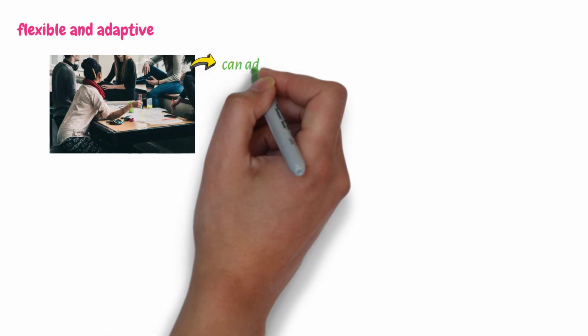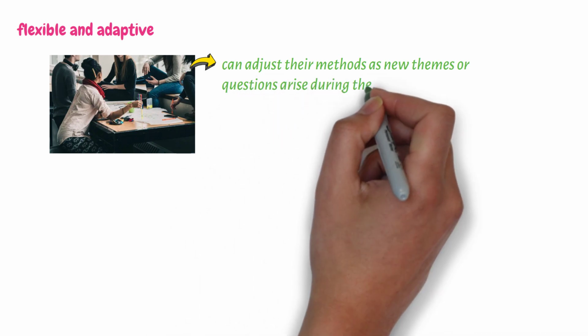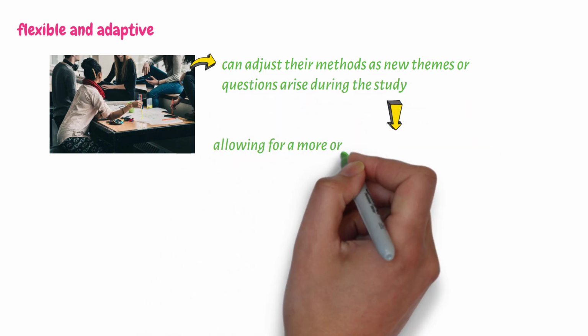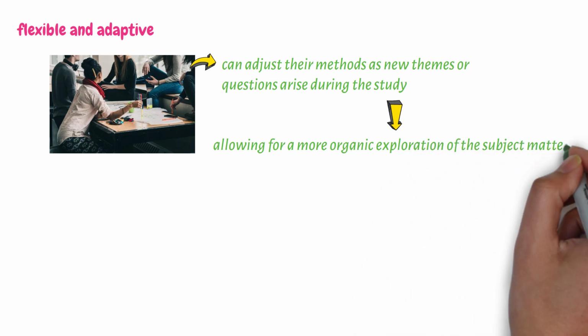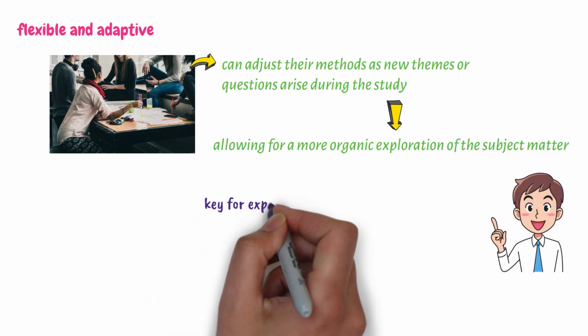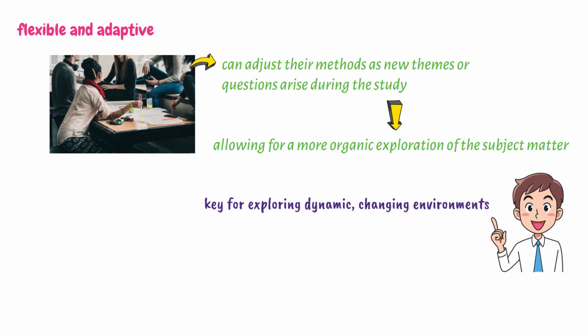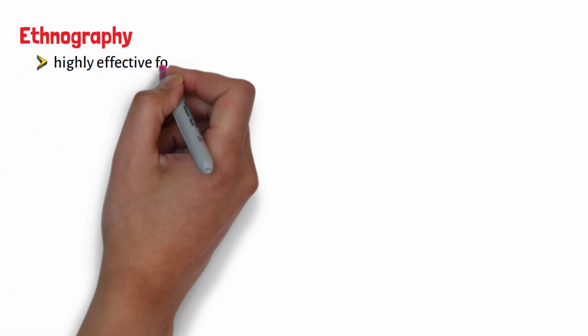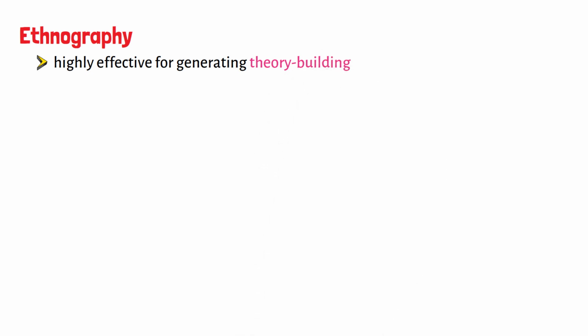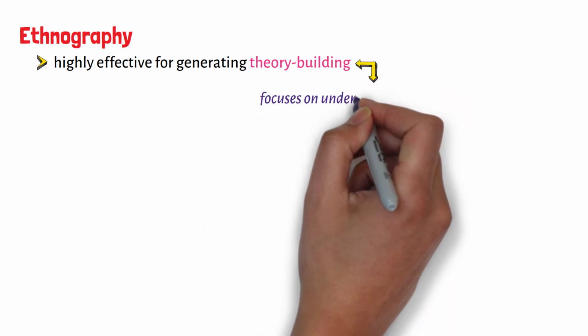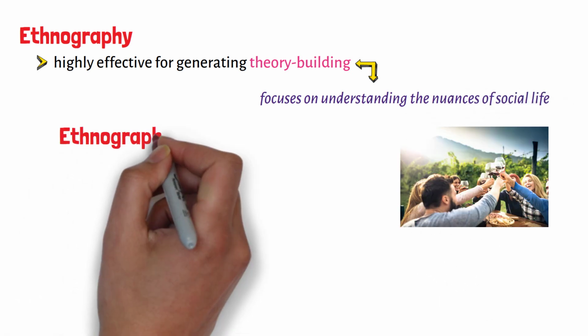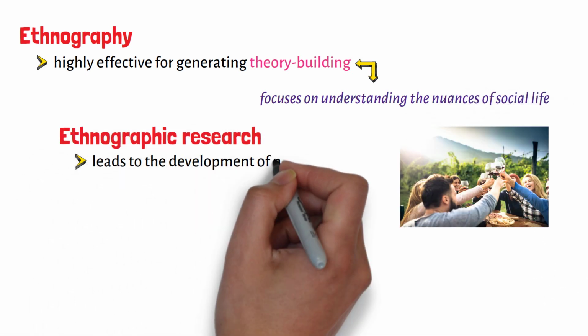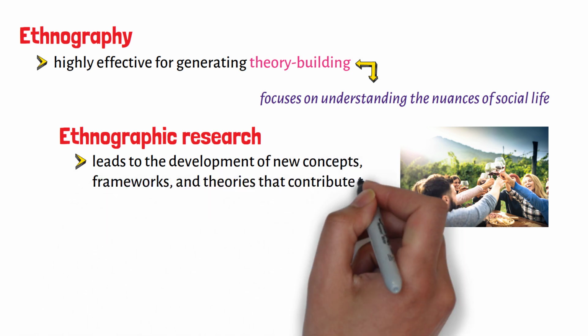Additionally, ethnographic research is flexible and adaptive. Ethnographers can adjust their methods as new themes or questions arise during the study, allowing for a more organic exploration of the subject matter. This adaptability is key for exploring dynamic, changing environments. Lastly, ethnography is highly effective for generating theory building. Since it focuses on understanding the nuances of social life, ethnographic research often leads to the development of new concepts, frameworks, and theories that contribute to broader social science knowledge.